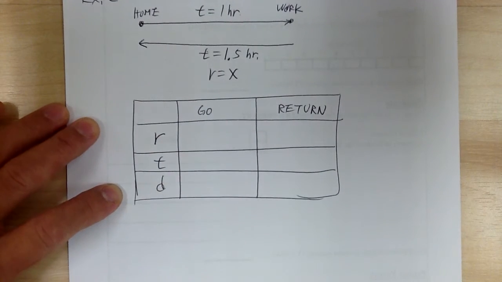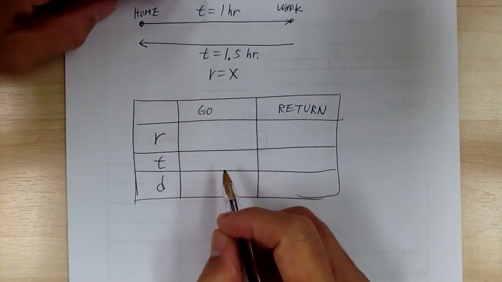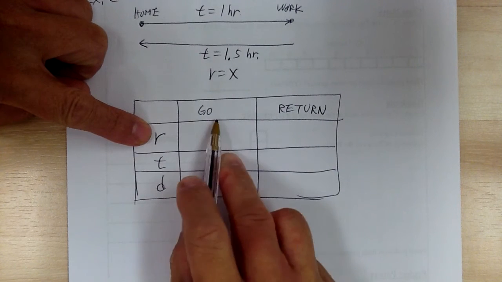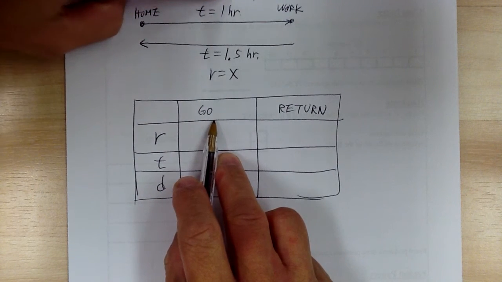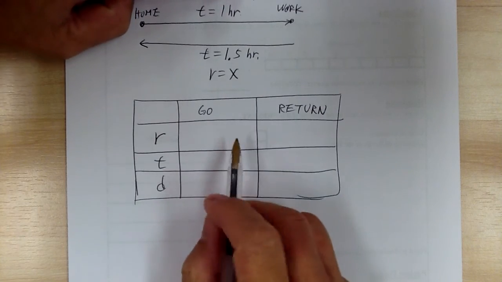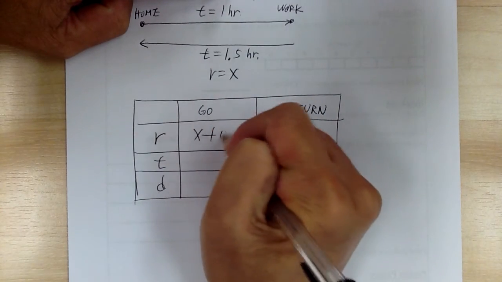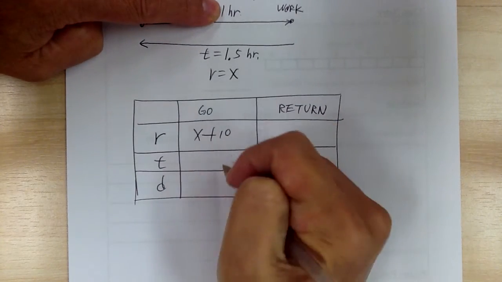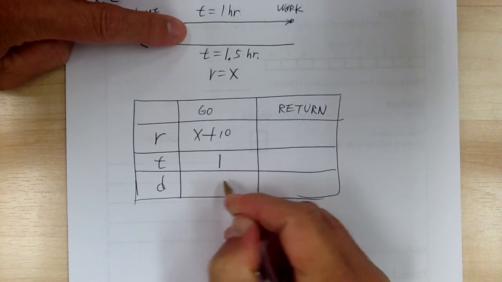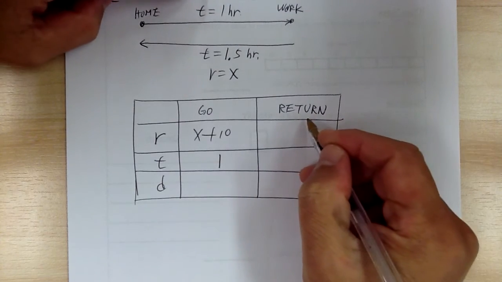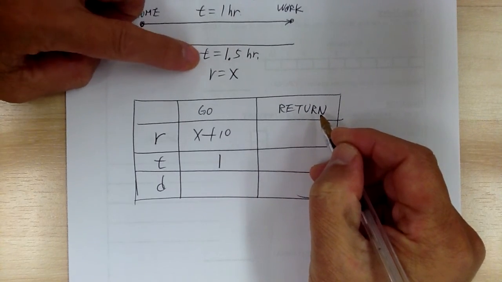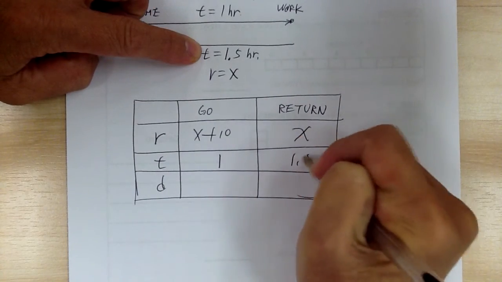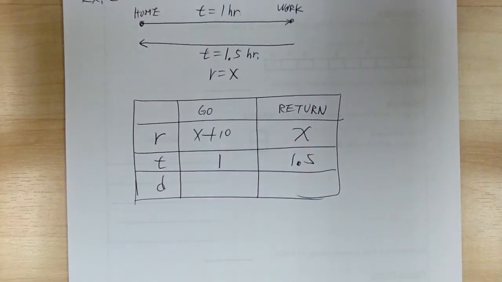So now let's go and start to fill in the blank. So look at the picture over here, right? So R is a speed. Okay, so how fast was he going to work? Or over here it tells you, right? And I'm going to write this in order, so it'd be x plus 10, right? So going, and the time is 1 hour, and the distance you don't know, right? So leave it blank. Now return. Okay, when you're coming back, the R is x, right? The speed is x. The time is 1.5. Okay, so that's all the information you have.